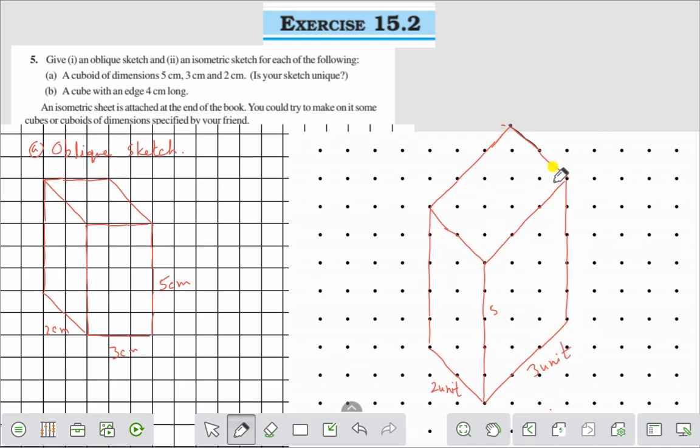This is 5 unit, this is 3 unit, this is 2 unit, this is 3 unit, this is 2 unit, right? In this way you can draw both an oblique sketch and an isometric sketch, and this one is an isometric sketch.